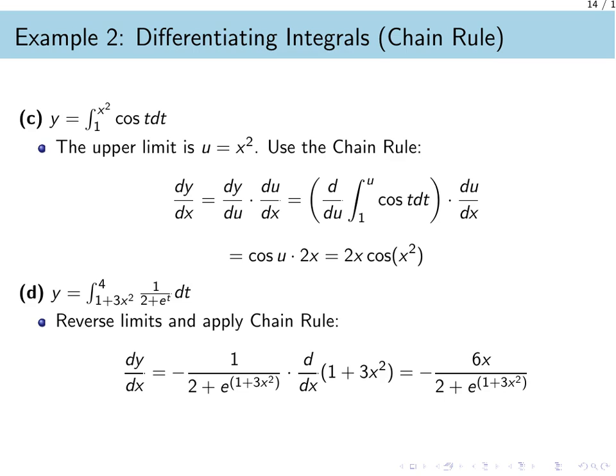In part D, we first reverse the limits to put the variable expression on top, introducing a negative sign, and then apply the chain rule to the upper limit 1 plus 3x squared. This results in the integrand evaluated at the upper limit multiplied by the derivative of that limit, which is 6x.